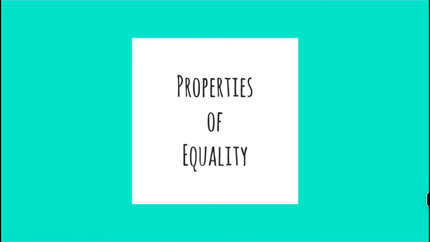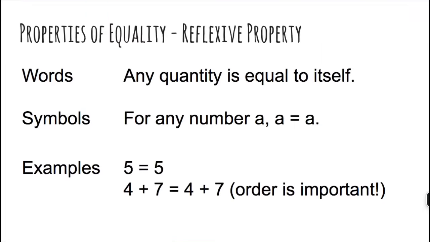The first property of equality we have is the reflexive property. The reflexive property says that any quantity is equal to itself. So for any number A, A is equal to A. Examples of this are that 5 is equal to 5, or something more complex, 4 plus 7 is equal to 4 plus 7. In that one, the order is very important. It has to stay in the same order, and the reason is because there's another property that deals with changing the order.